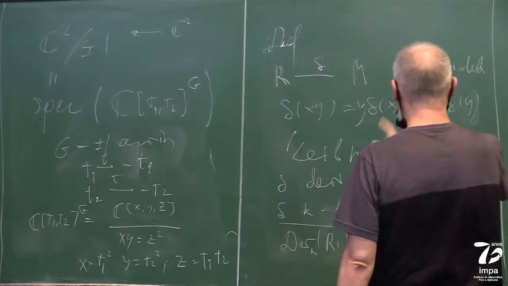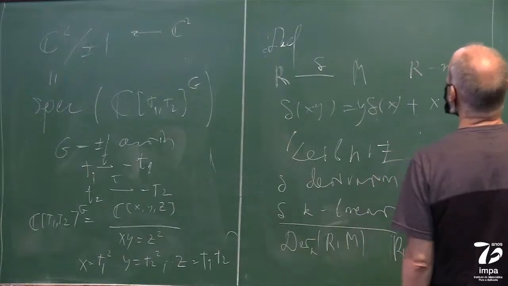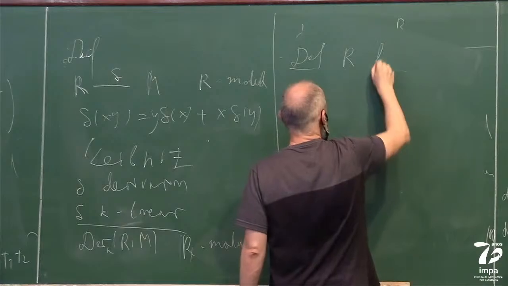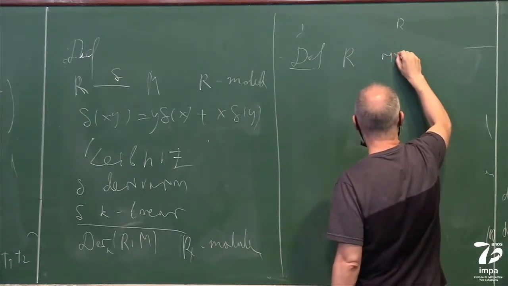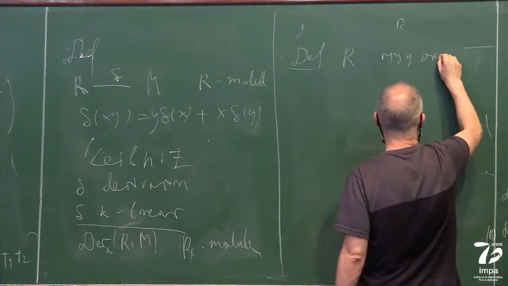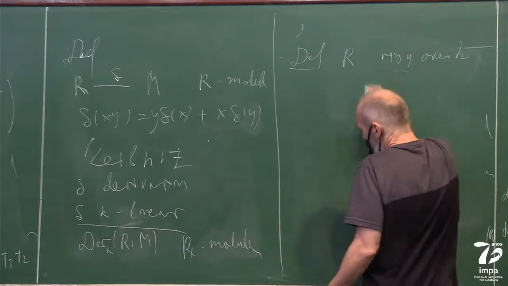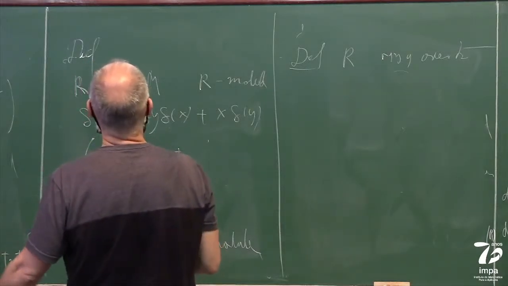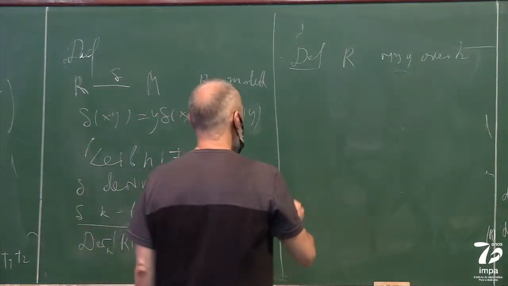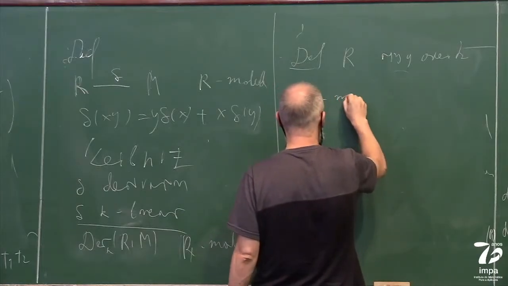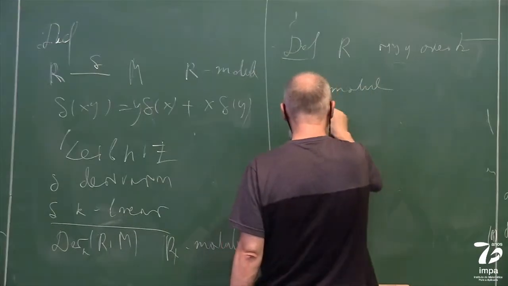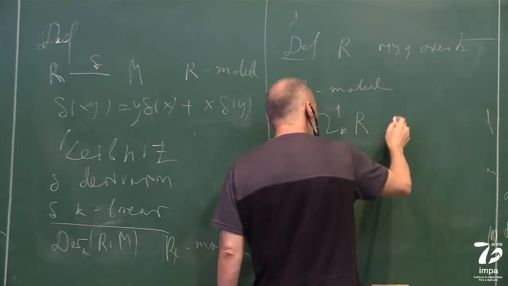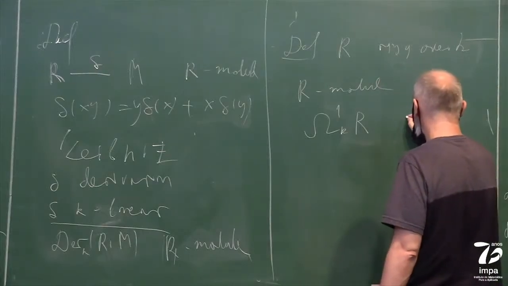So you see, here I already do k-linear stuff. Definition. You have R a filled ring over K. So in all applications, we have rings over C. But you can do other. You have an R module denoted by omega 1 K of R. It's called the module of scalar differentials.